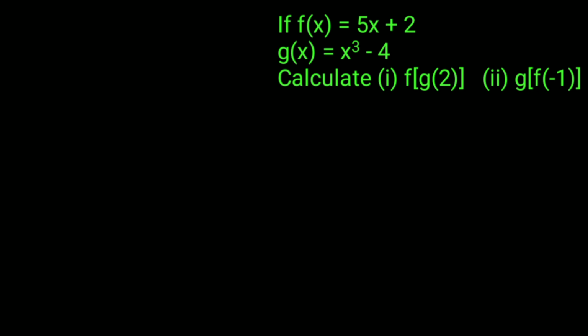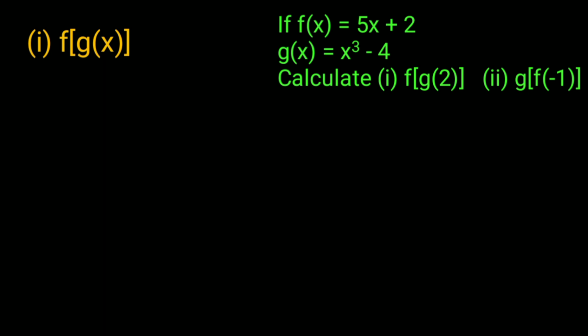In this example, we are given f of x to be 5x plus 2 and our g of x to be x cubed minus 4. So the question is to compute f of g of 2 and then g of f of minus 1. You cannot compute f of g of 2 without computing f of g of x. So let's first of all go ahead and compute f of g of x. And what is f of g of x? We're going to be replacing g of x for the value of x in f of x.